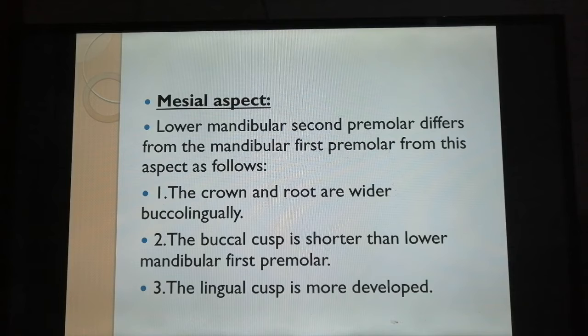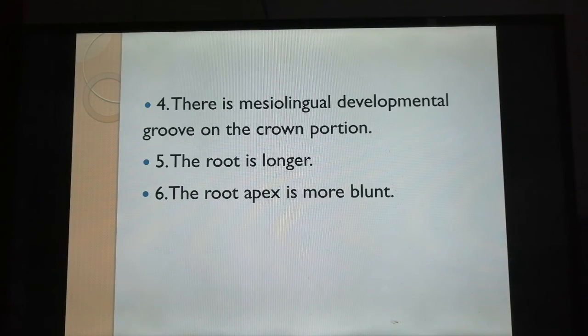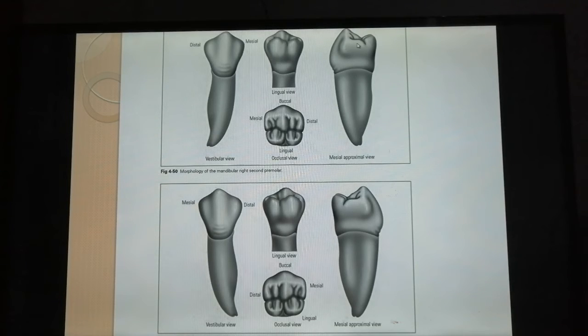Regarding the mesial aspect, the mandibular second premolar differs from the mandibular first premolar from this aspect as follows. Number 1, the crown and root are wider buccolingually.